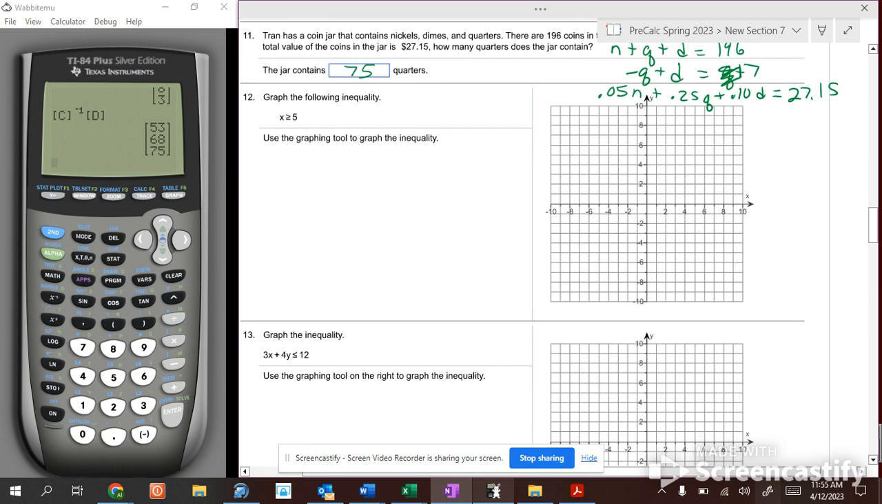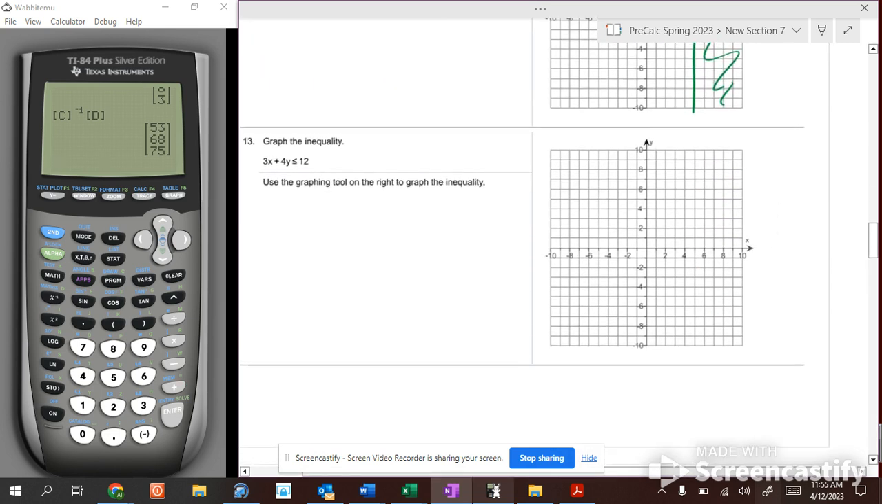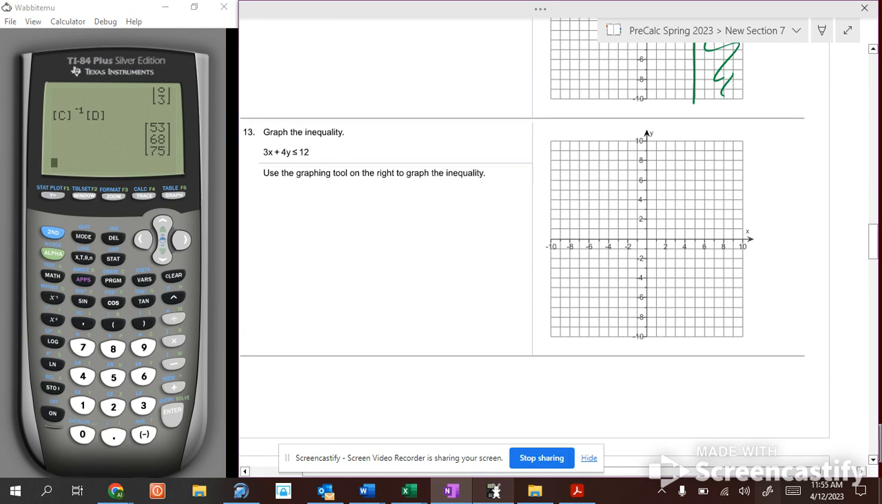Then on 12, 13, and 14, it's what we did last time. X equals 5 is a vertical line, and it's shaded to this side. 3x plus 4y is less than or equal to 12. So 3 times 4 is 12, so I have the point (0, 4). 4 times 3 is 12, so I have the point (3, 0). I have a solid line connecting them. And if we try 0, 0, 0, 0 works, so it's shaded below.